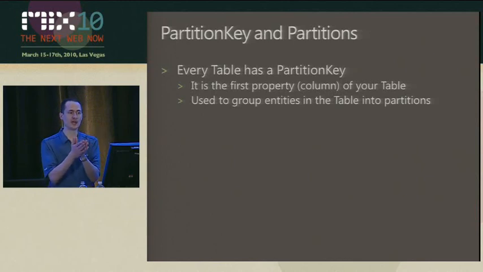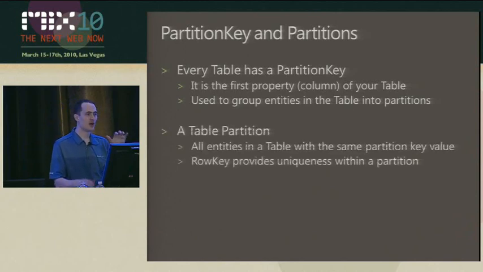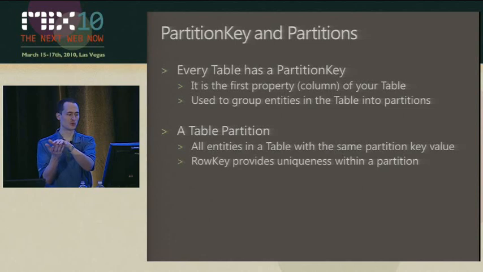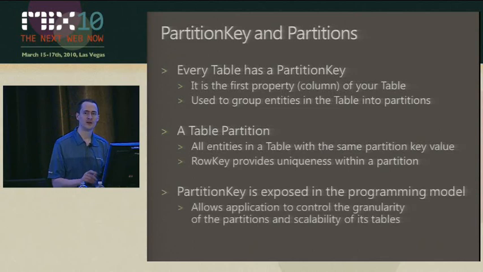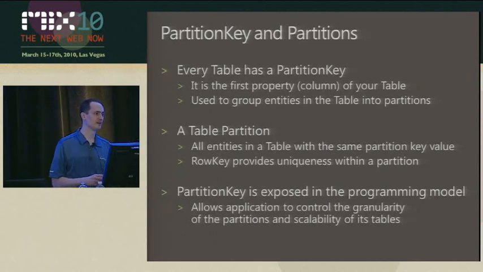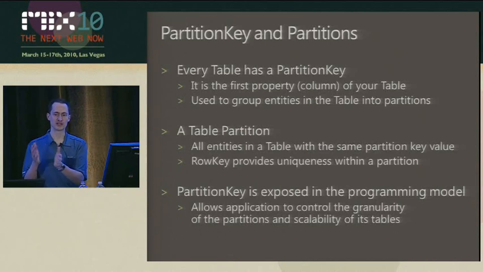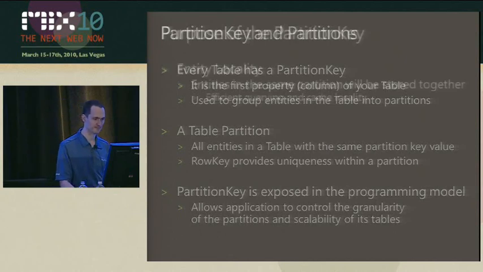This is used to basically group your entities into what we call table partitions. All the entities in a table that have the same partition key value are grouped into the same partition. Okay? And then all of those entities in that partition are then sorted by the row key. So the row key provides the uniqueness within the partition. Now, the reason why we expose this to application developers is that this allows the application to control the granularity of those partitions for the table. And this ultimately controls the scalability of the table too, as well as controls what you can actually do in terms of batch transactions, which I'll talk about in a second.